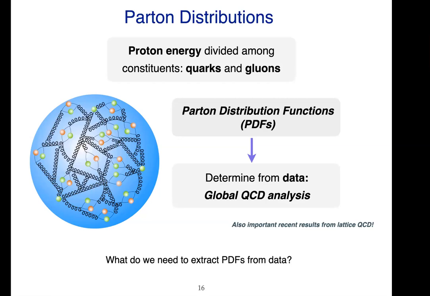We cannot compute these quantities from first principles because they are determined by non-perturbative QCD dynamics. So we have to extract them from the data using the so-called global QCD analysis. Recently, there has also been lots of exciting progress in lattice QCD calculations, indicating that in the near future, lattice QCD can provide a key contribution to these global fits of parton distributions. For the time being, we have to extract them in a phenomenological manner.